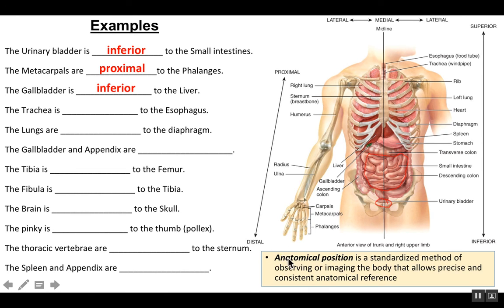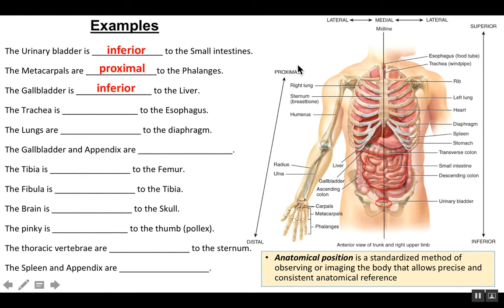One final point. What we call the anatomical position is a standardized method of observing or imaging the body that follows precise and consistent anatomical reference. Basically what that means is we like to study the human body in this position. To describe this position, the person would be standing flat with their feet flat on the floor, and the arm is positioned here, where the thumb is pointing lateral to the body. So go ahead and try to answer the rest of them.